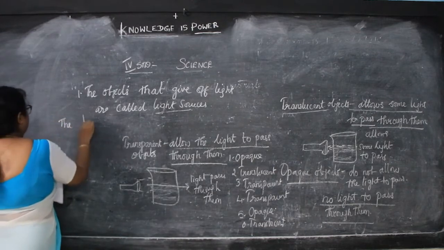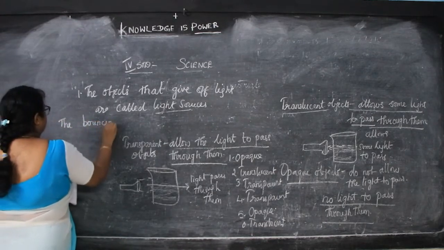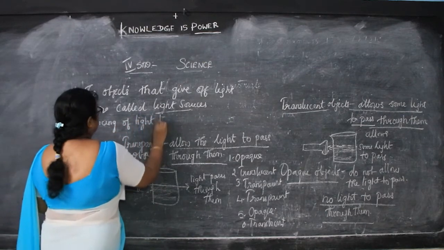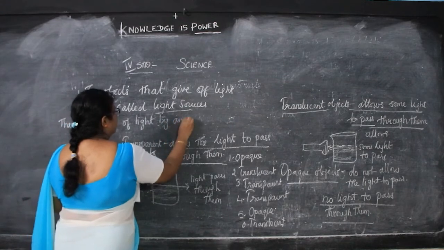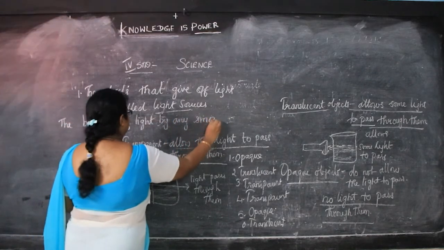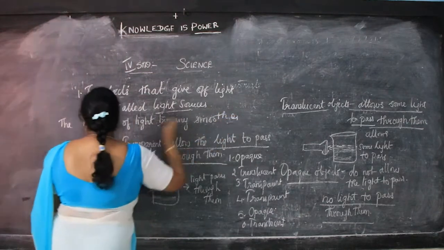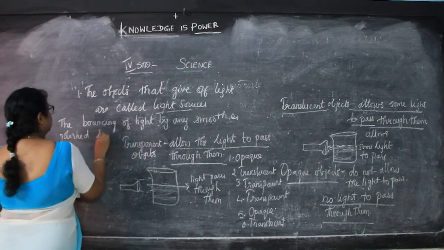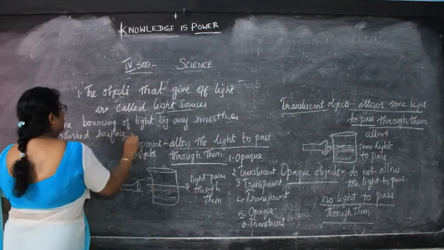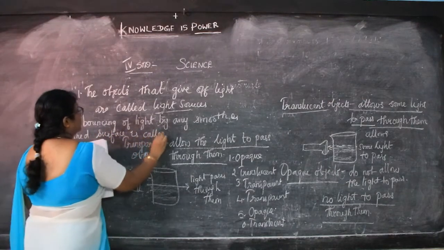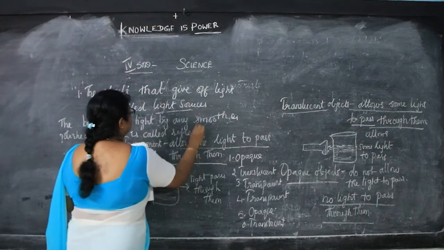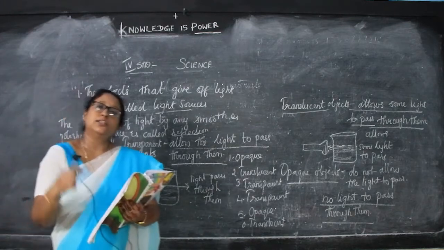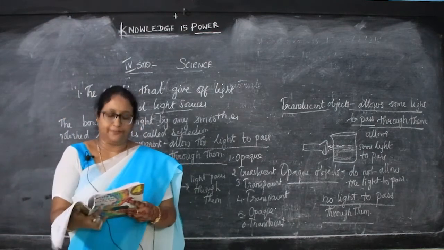The bouncing of light by any smooth or polished surface is called reflection. So what is reflection, children? The bouncing of light by any smooth or polished surface is called a reflection.